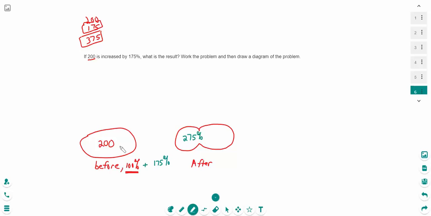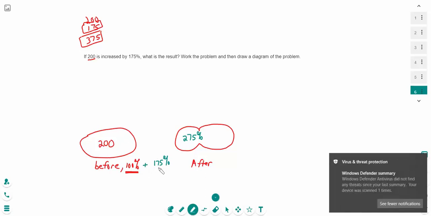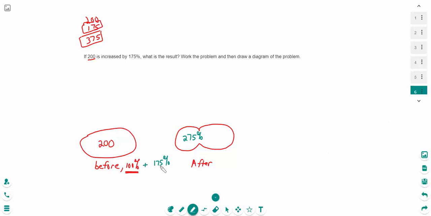Are you following me here? We took the original 100%, we increased it by 175%. Sorry about that. That was annoying. We increased it by 175%, which means we've now got a grand total, after all is said and done, of 275% of the original number. Well, this 275, the second bubble percentage, is always of the first bubble. So it's 275% of the 200.